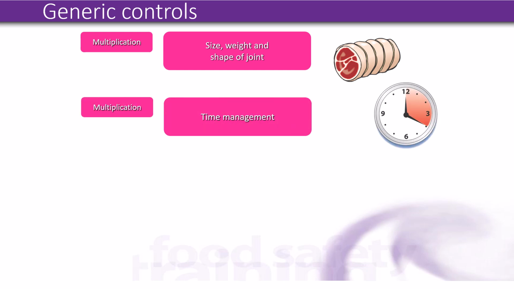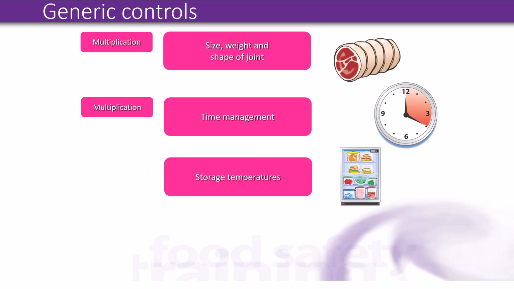So preparation of food, for example, if you're slicing cooked meat, make sure you don't do it all in one go. Take bits out at a time, so that the food is not out of temperature control for long periods of time. Storage temperatures, or you could get multiplication.